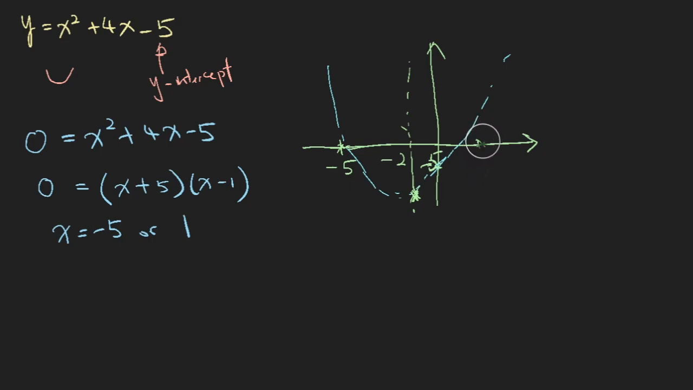Okay, let's shift the 1 a little bit. So it intersects minus 5 and 1. The minimum point is somewhere here, right in between the minus 5 and 1, and it intersects the y-axis at minus 5.